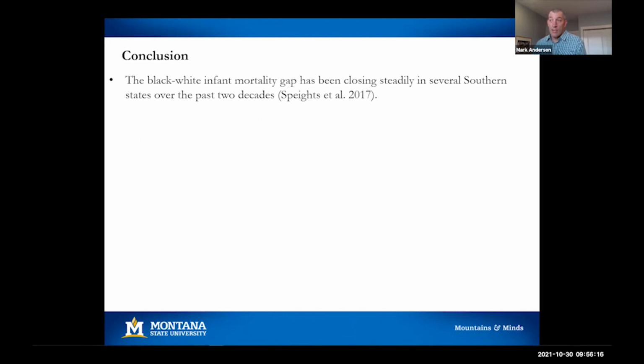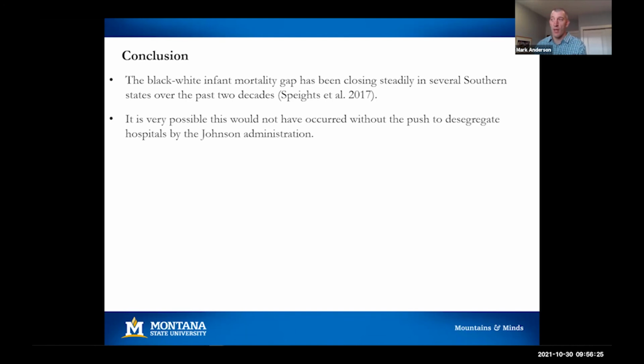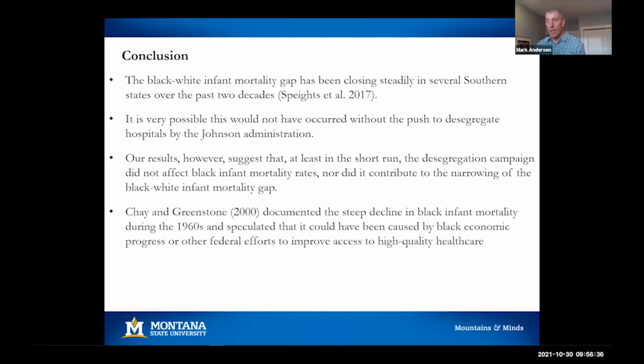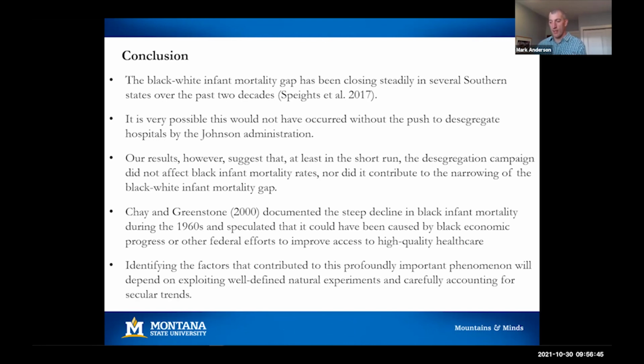So where are we at now? Well, the Black-white infant mortality gap has been closing steadily in several southern states over the past 2 decades. And it's absolutely possible that this would not have occurred without the initial push to desegregate by the Johnson administration. So it's important to point out that these are short-run effects that we're estimating. Where should future research go? This is what we're trying to do next. We're trying to figure out factors that did contribute to the narrowing of this gap. And I think I'm 20 seconds over, so I'm going to stop there.